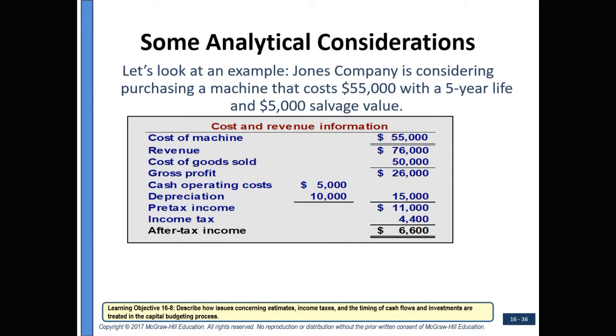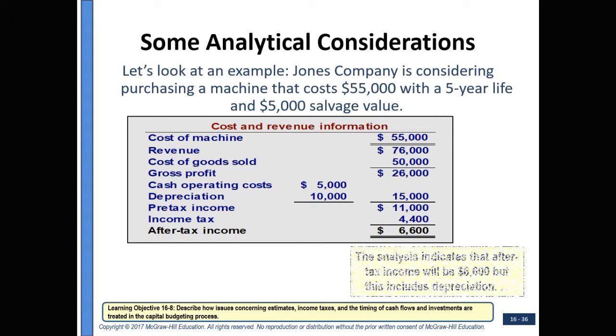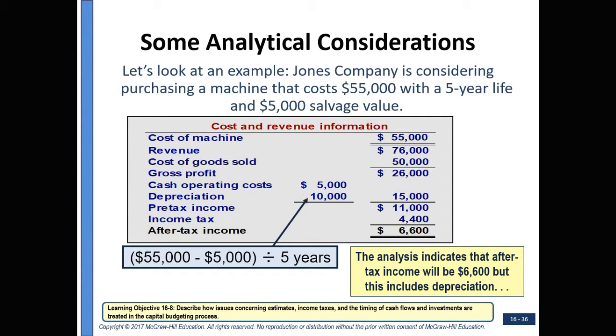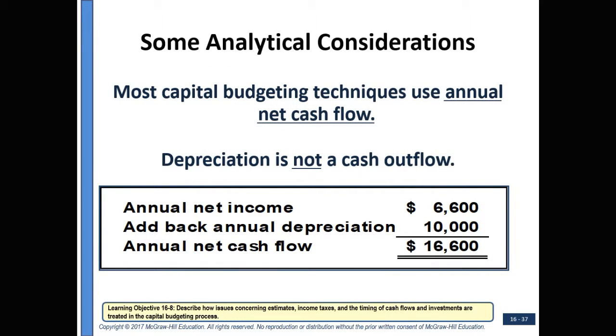So let's look at Jones Company, who's considering purchasing a machine that costs $55,000 with a 5-year life and a $5,000 salvage value. The analysis indicates that after-tax income will be $6,600, but this includes depreciation. Most capital budgeting techniques use annual net cash flow. Depreciation is not a cash outflow. Therefore, it must be added back to arrive at an annual net cash flow.